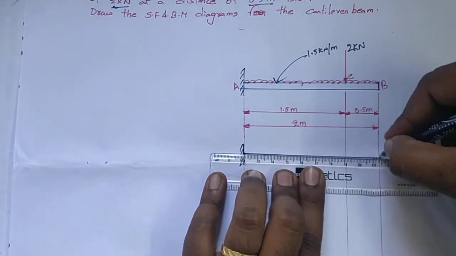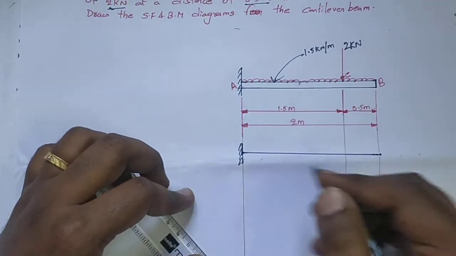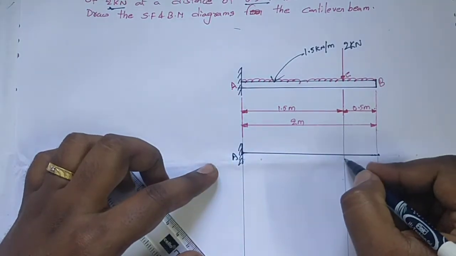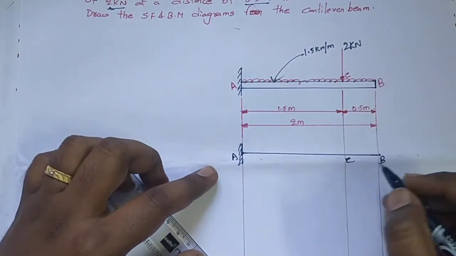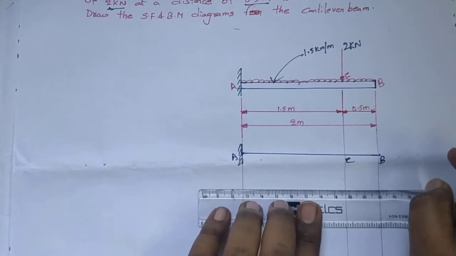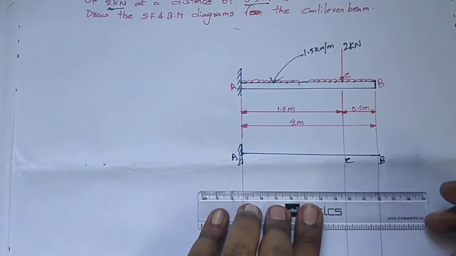Okay, it is the given beam, that is point A, this one is C and this one is B. The length of the beam from point C to B is 1.5 meters.